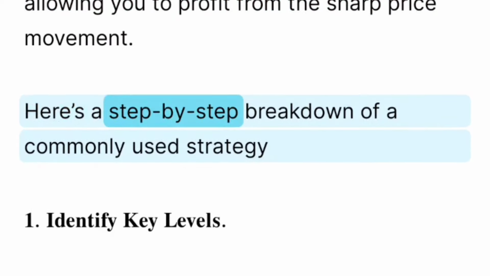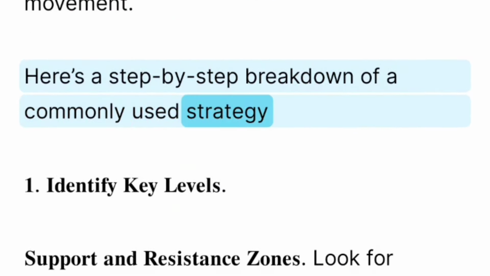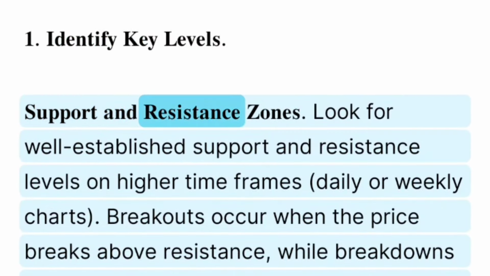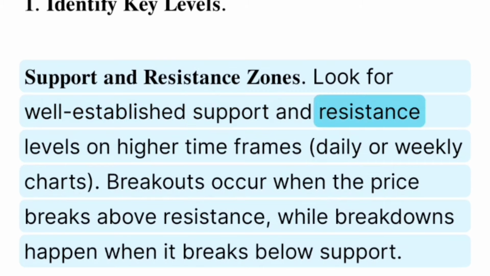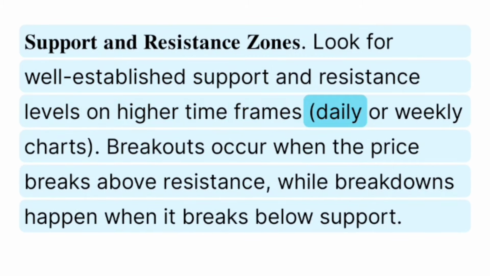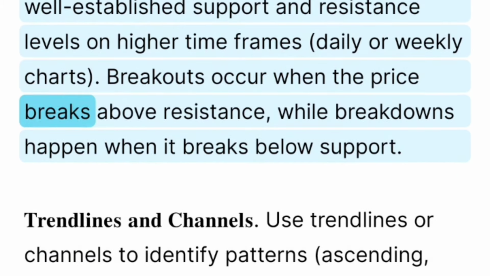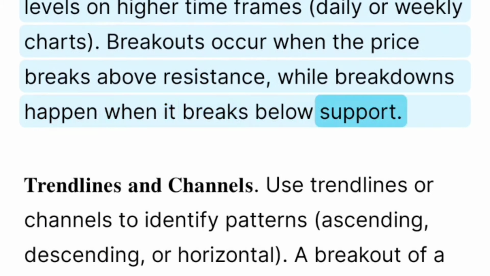Here's a step-by-step breakdown of a commonly used strategy. 1. Identify key levels. Support and resistance zones. Look for well-established support and resistance levels on higher time frames, daily or weekly charts. Breakouts occur when the price breaks above resistance, while breakdowns happen when it breaks below support.